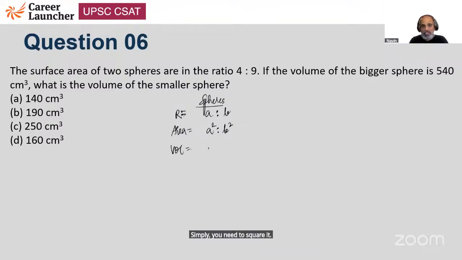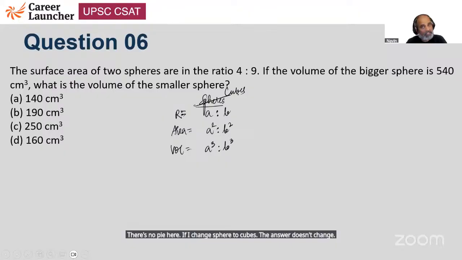The volume is going to be that of cubes. There is no pi here. If I change sphere to cubes, the answer doesn't change. Please understand. Okay?